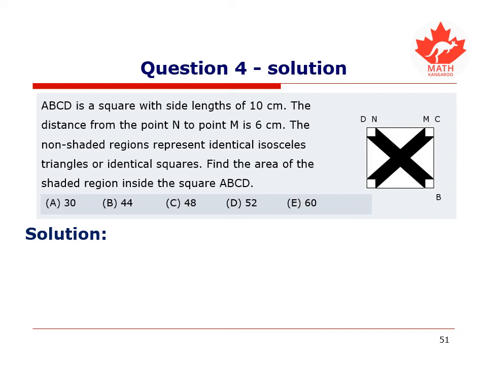So let's get started by labeling some of the dimensions that were provided onto our diagram. We're told that ABCD is a square and it has side lengths of 10 centimeters. So that side is 10, this side is 10, they're all 10 because it's a square. Next, we're told that the distance from point N to point M is 6 centimeters. So from N to M is 6 centimeters.